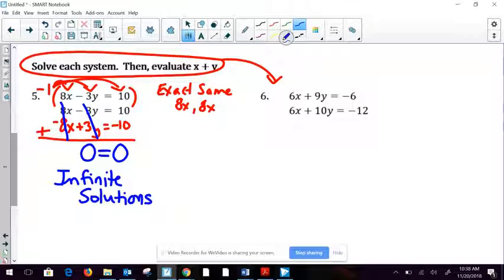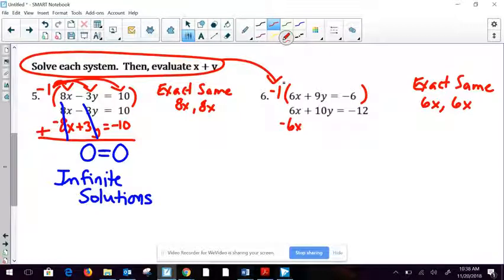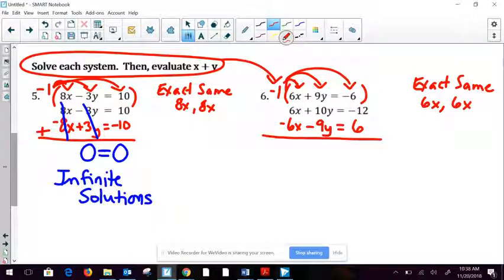Okay, so finally, number 6, I'm going to start us off on the problem, and I'm actually going to jump to the answer. So if we look at number 6, I see again that I have exact same terms. For example, in my first equation, I have 6x. In my second equation, I have 6x. So because I have that, I need to multiply both sides by a -1. When I do that, I end up with a -6x. See, a -1 times 9 is a -9y, and a -1 times a -6 is a positive 6. Now I can stack them and add them.